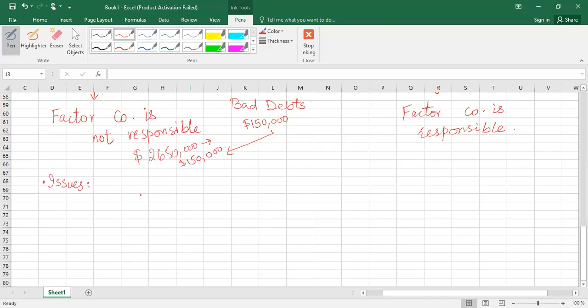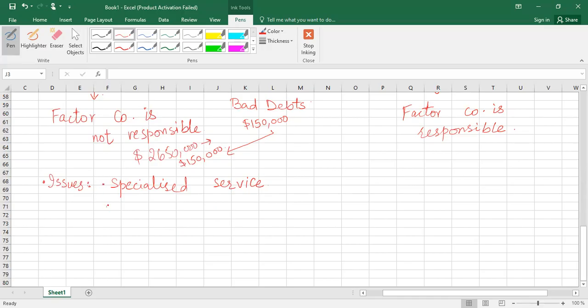So the first issue is what? First issue is specialized service. When you are going to hire factor company, it means there is specialized service. Specialized service means they have the specialty in reduction of receivables. They have the specialty to provide finance. They have the specialty to reduce bad debts to the level of zero. So they have different types or different kinds of specialty. This is the first thing.